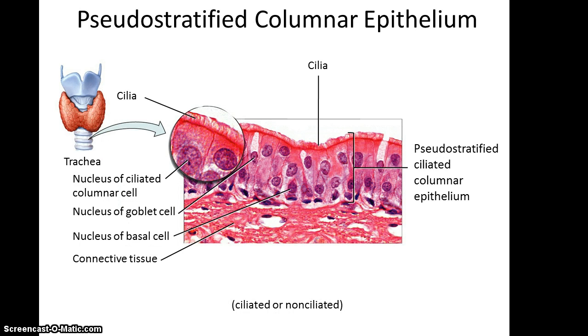Pseudostratified columnar epithelium. In this case, we're looking at an example that has cilia. As you can see, some of the cells look very columnar-like, and others start off at the basement membrane, but don't make it all the way to the top surface. This makes it look like there are multiple layers, but in actuality, there is only one layer, as you can judge by the columnar-shaped cells that go from the basement membrane all the way up to the apical surface.